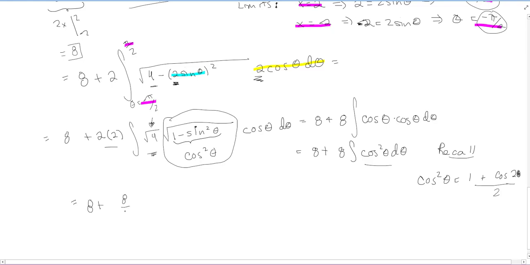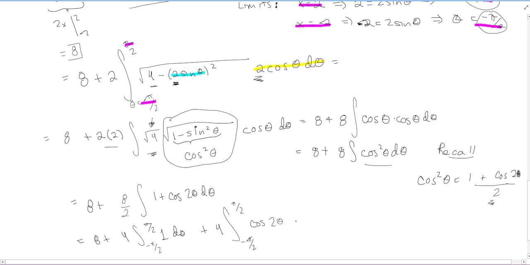Okay, so now we have 8 plus 8 over 2, because I'm factoring out the 2 from the denominator over here, times our integral 1 plus cosine 2 theta d theta, and then let's just keep going. 8 plus 4, let's go ahead and separate these. This is going to be our integral of 1 with our limits negative pi over 2 to pi over 2 d theta, and then plus 4 times integral negative pi over 2 to pi over 2 cosine 2 theta d theta.